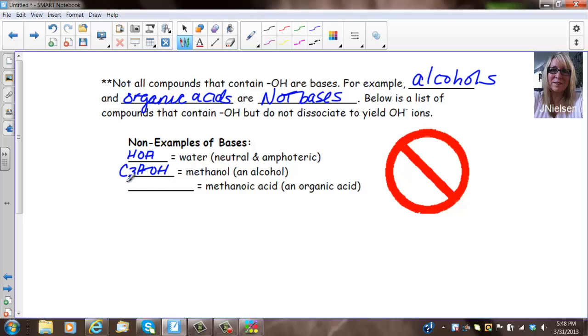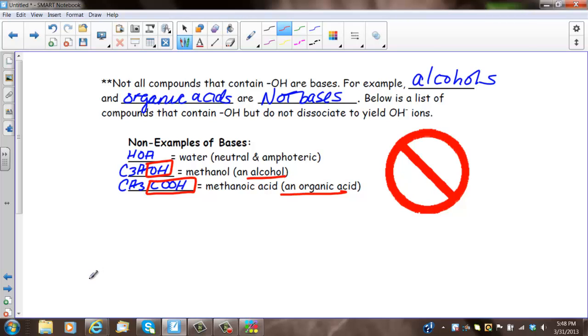And ethanoic acid is CH3COOH. It also contains OH, but it is not a base. Anytime you have nonmetals with a COOH ending, it's considered an organic acid. Anytime you have nonmetals with an OH ending, it's considered an alcohol. And we'll learn more about that in the organic chemistry unit. As I said, bases usually contain a group 1 or group 2 metal plus the OH ending. Okay, that's it.